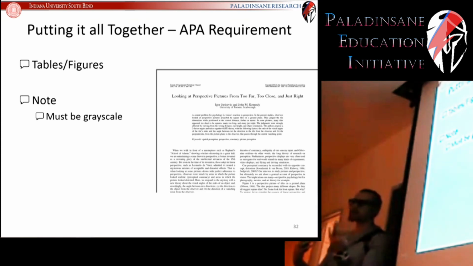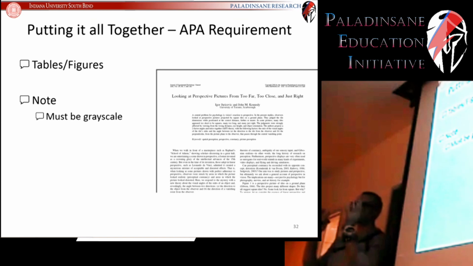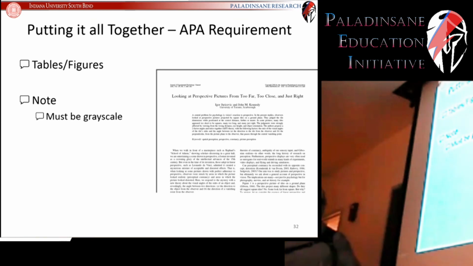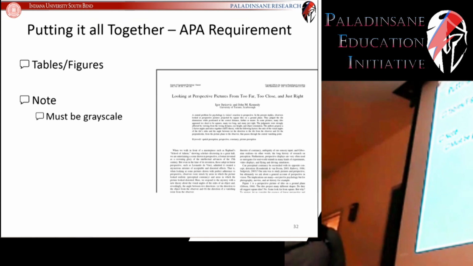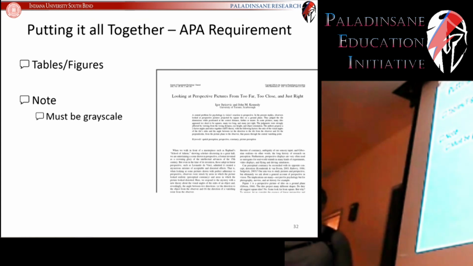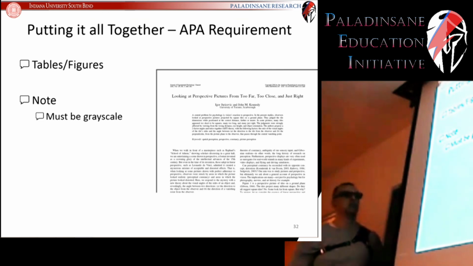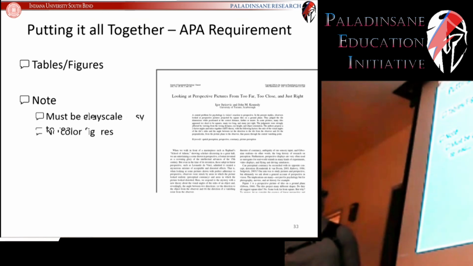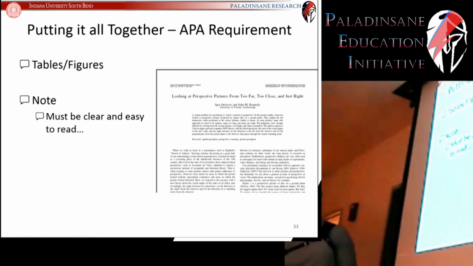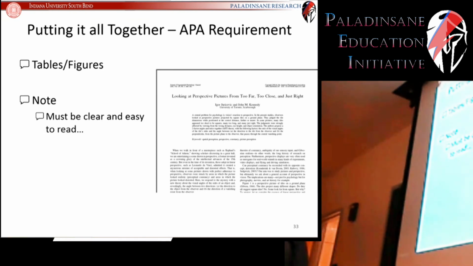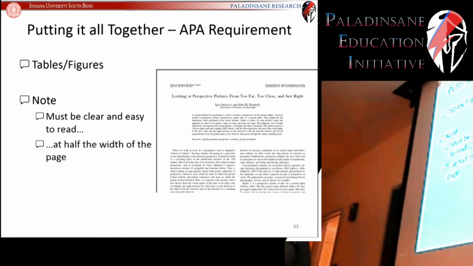So make them grayscale. There's color figures. You can basically modify the figures that I showed you when we were going over the results to be grayscale, but make sure that they're grayscale. And importantly, make sure that they're legible in grayscale. They have to be clear and easy to read. So no color figures without an $1,800 check. They must be clear and easy to read. And that's at half the width of the page.